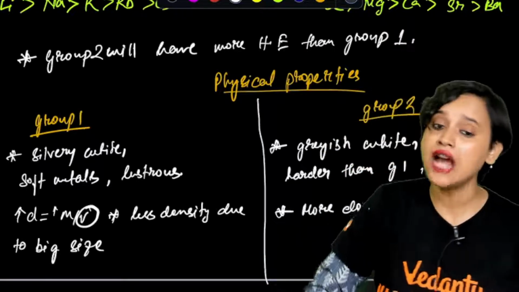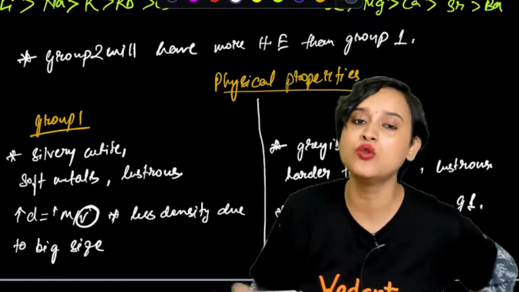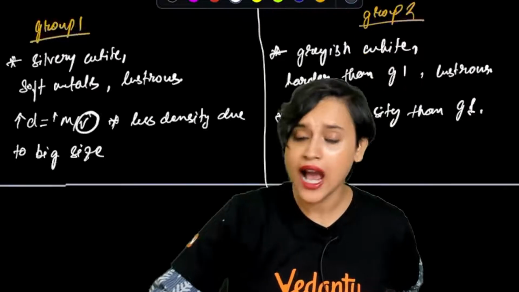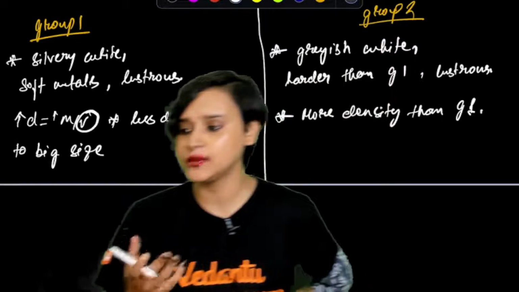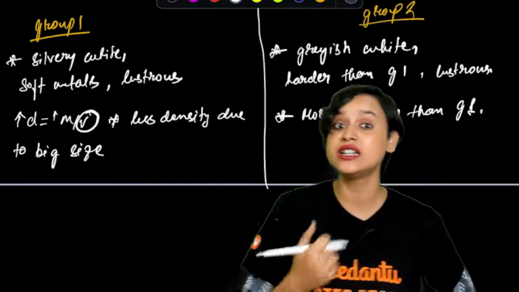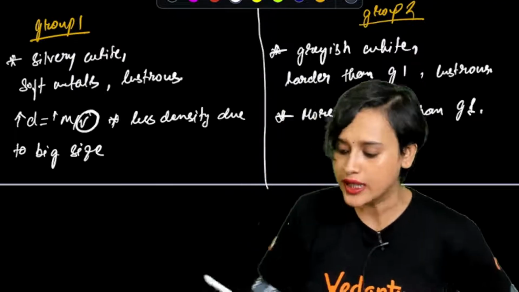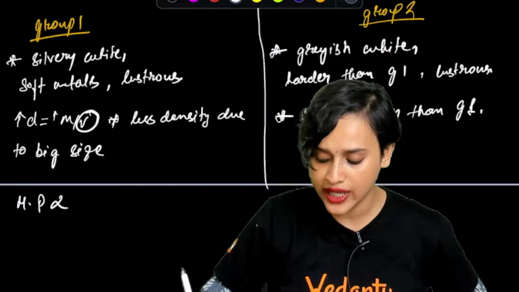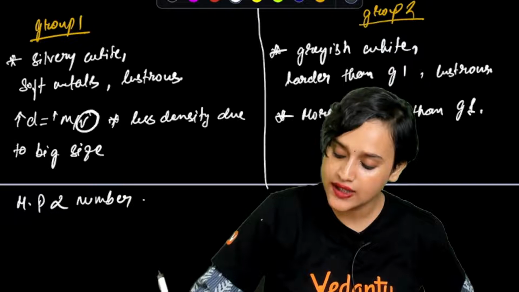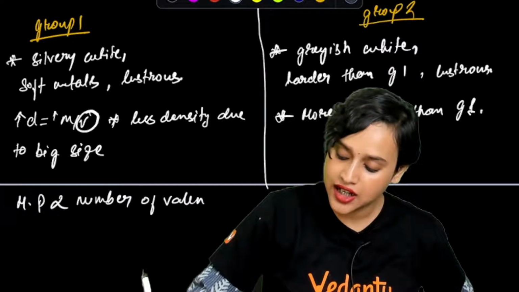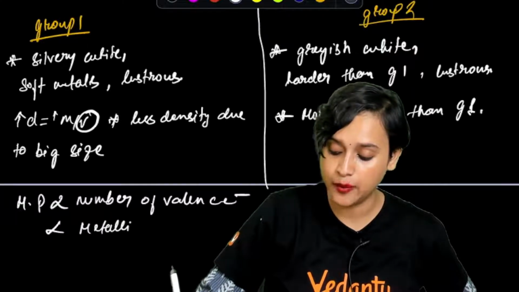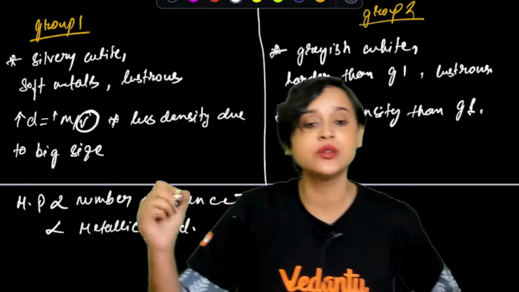Is this clear? Now we come to melting point. I was just talking to you about the metallic bonding, right? I just told you that iron or manganese have really good metallic bonding. Do you know that the melting point is always directly proportional to the number of valence electrons, and it is directly proportional to the metallic bonding?